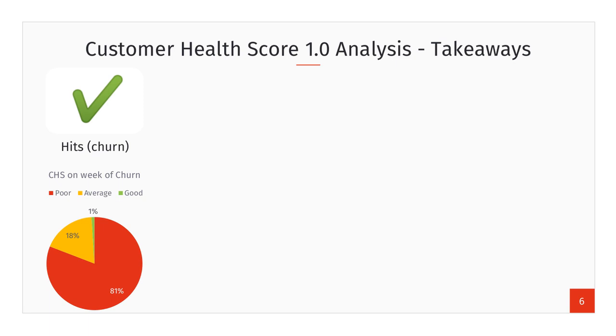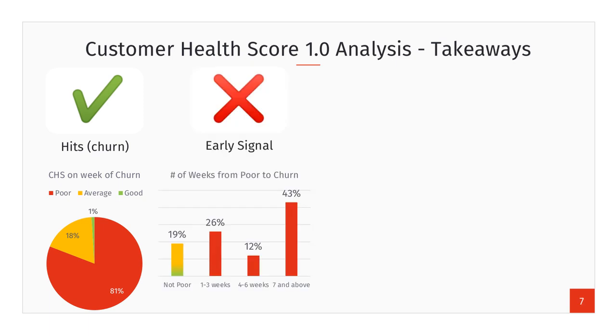The second thing that we wanted to check is how long in advance we could predict these churns. And we found out that 45% of the customers that churned us were marked either as not poor or were marked as poor less than 4 weeks. So if we're talking about trying to save the customer, we found out that we didn't have enough time to try and save the customers.